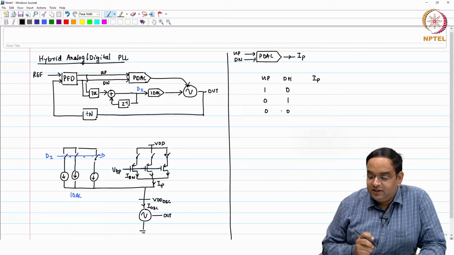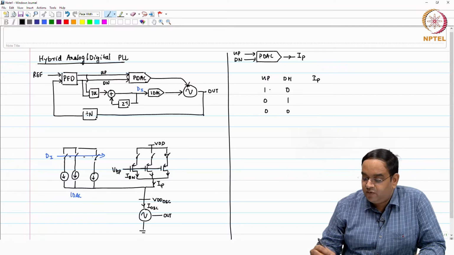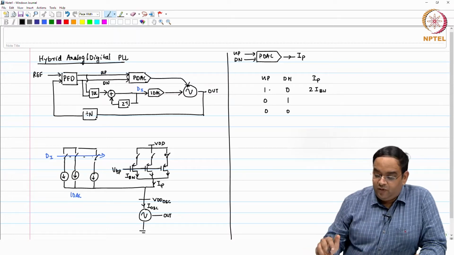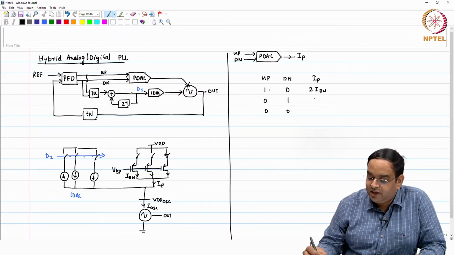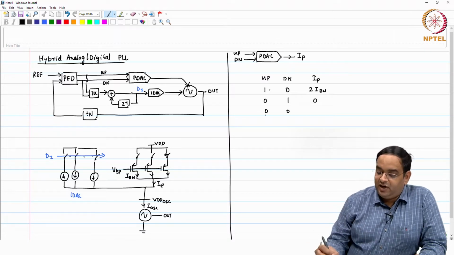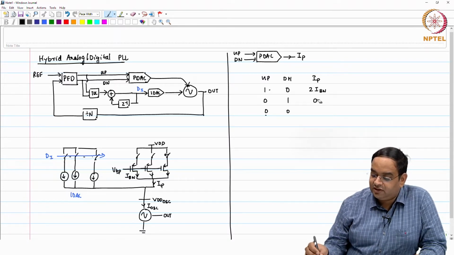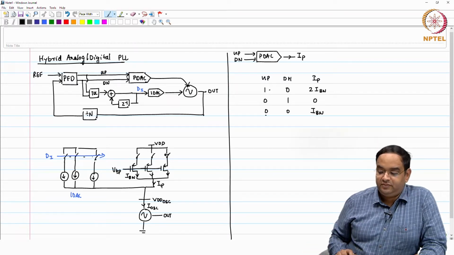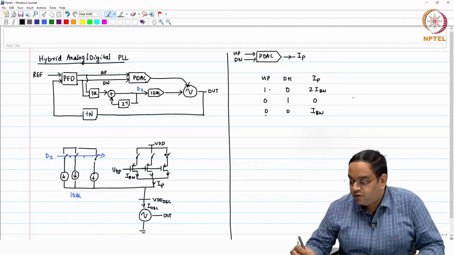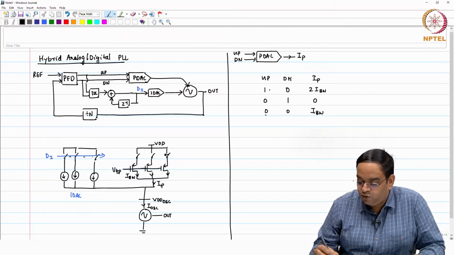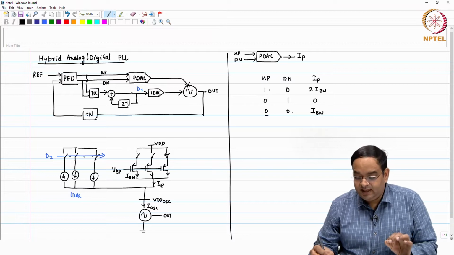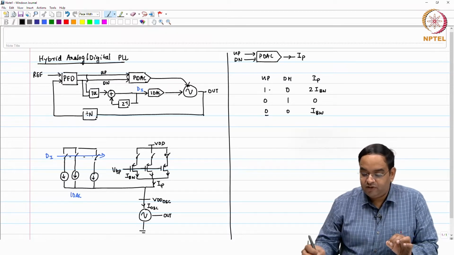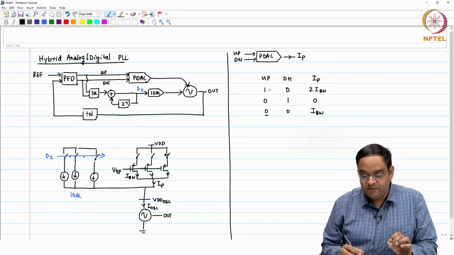Okay. So, in this case what will happen here is, when up is high, the total current which you are going to have is I bandwidth. When your down is high, the current is 0, and when you are having both as 0, at that time the current is I bandwidth. So, when both the signals are 0, at that time a fixed amount of current I bandwidth flows through the proportional path.